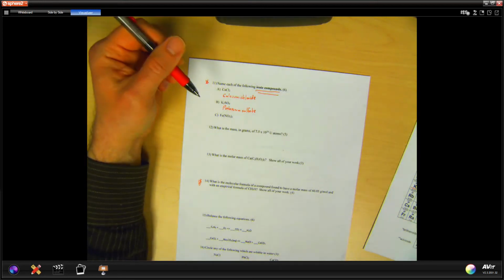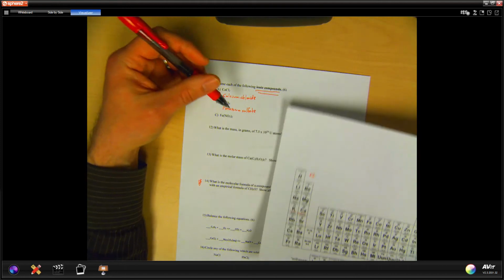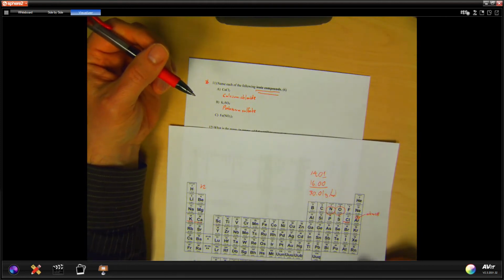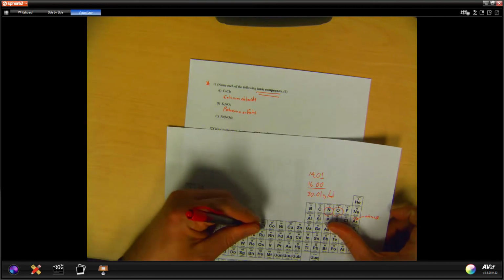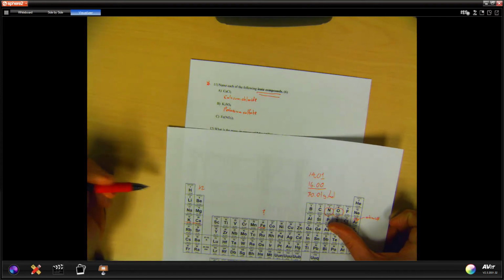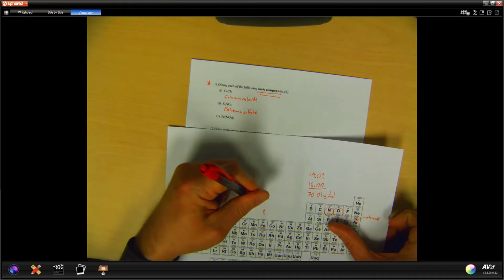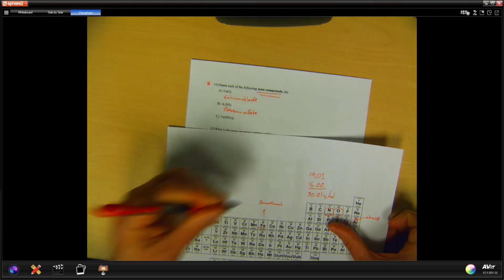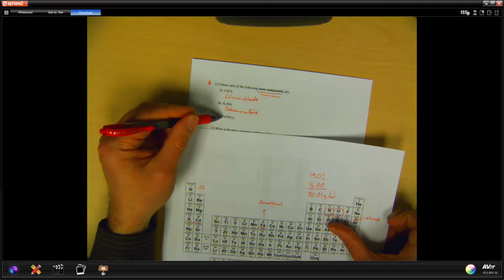Last one, we have Fe(NO3)2. First of all, Fe we find is right here. This is a variable charge metal. It's in the transition metal region. We don't know what the charge is. What that means is that we will have Roman numerals. Whatever the charge is, we'll have a Roman numeral for it. So that's one complication for this question.